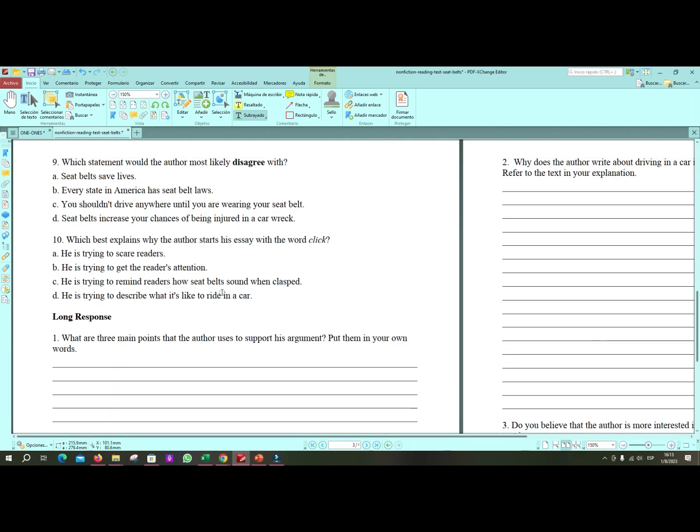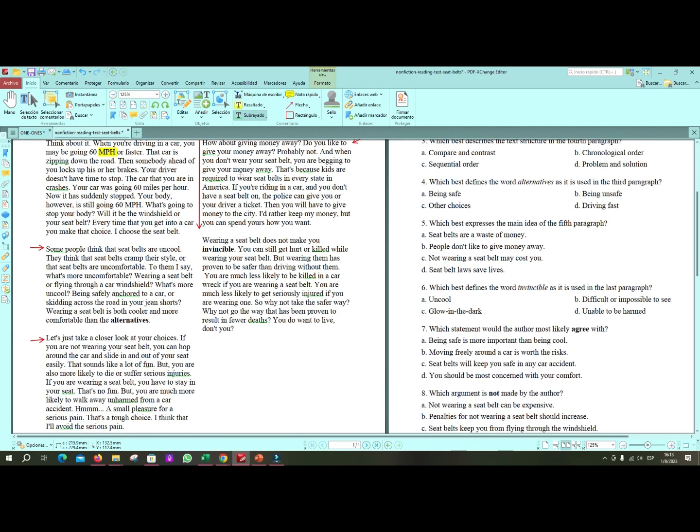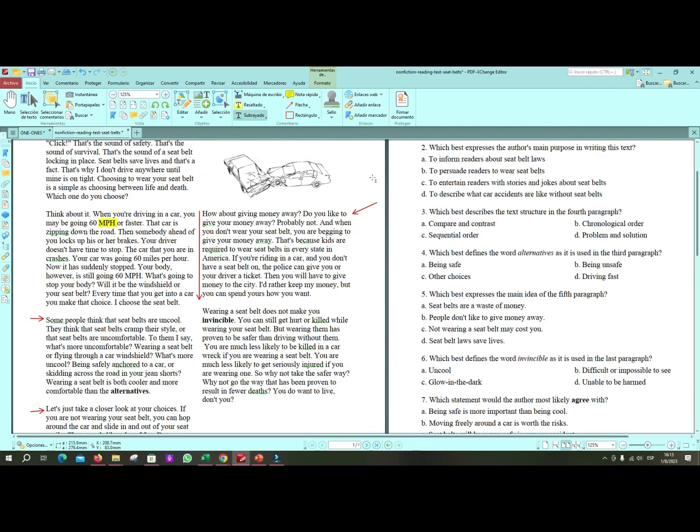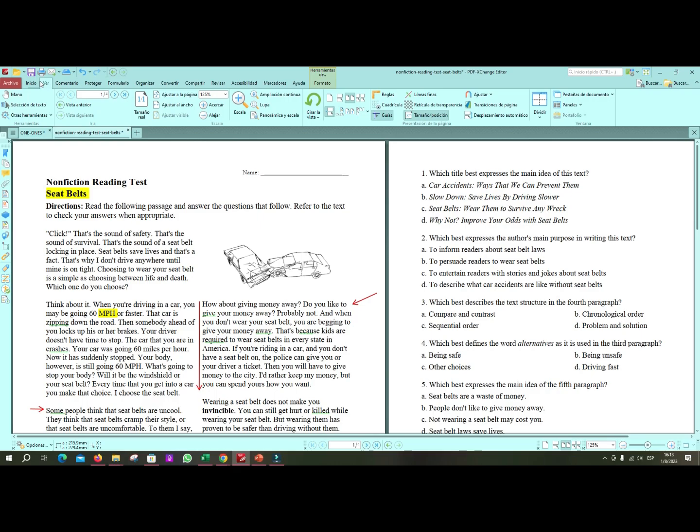9. Which statement will the author most likely disagree with? 4 options. 10. Which best explains why the author starts with the word click? So I guess I cannot do this, it is smaller than the other part. So I guess I will let you read the text again.